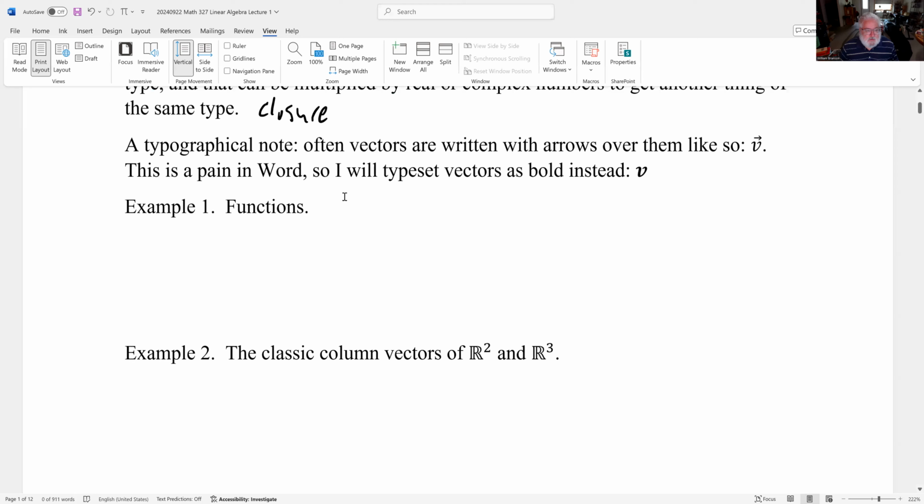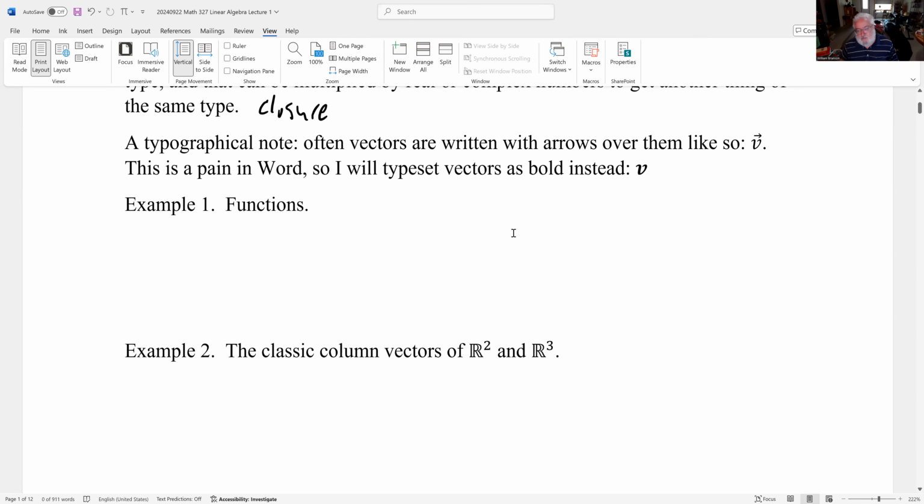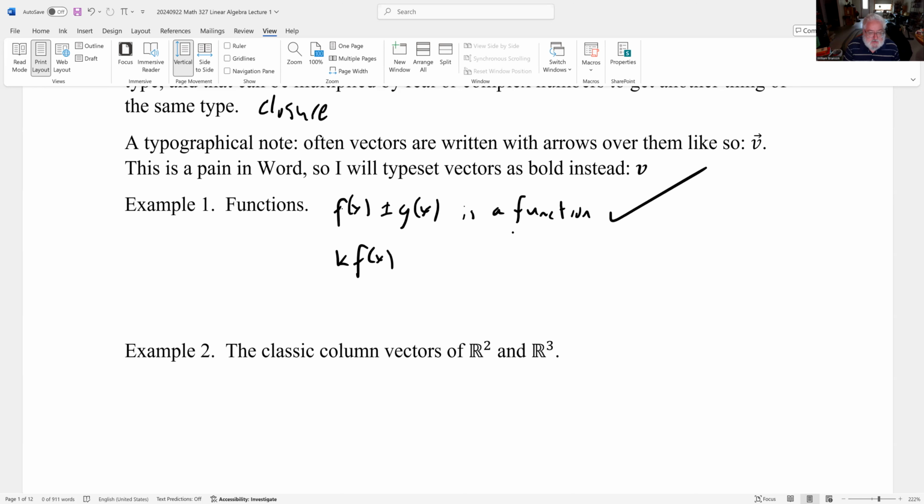A typographical note: usually vectors have a little arrow over them, but that's a pain to do in Word, so I'll write my vectors as bold. So what's a vector? Well, functions, right? Can you add and subtract functions and get another function? Yes. Can you multiply functions by constants? If f of x is a function, is a constant times f of x a function? Yes. And all the usual rules for addition and subtraction apply. So, as long as we're careful about domains, you can think of functions as being vectors.